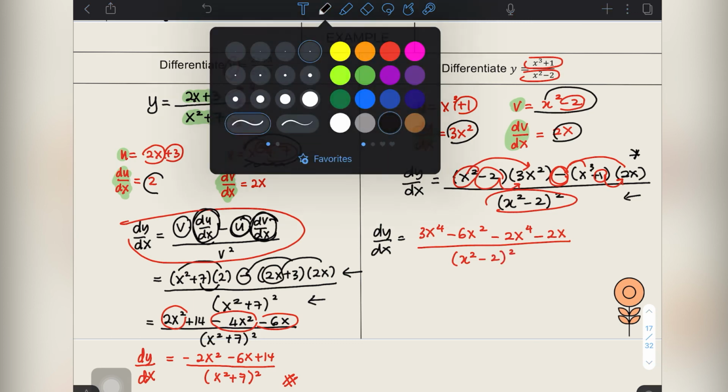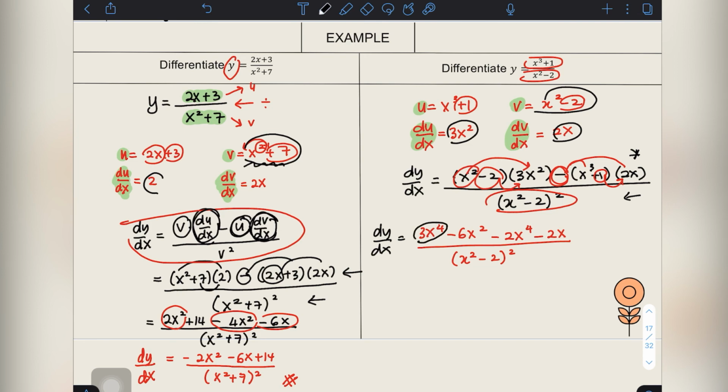Okay, class. Now, 3x to the power of 4 can be minus with 2x to the power of 4. So you will have 1x to the power of 4, minus 6x squared minus 2x, divided by x squared minus 2 to the power of 2. So this one is the final answer, which is the derivative of your function y by using the quotient rule.